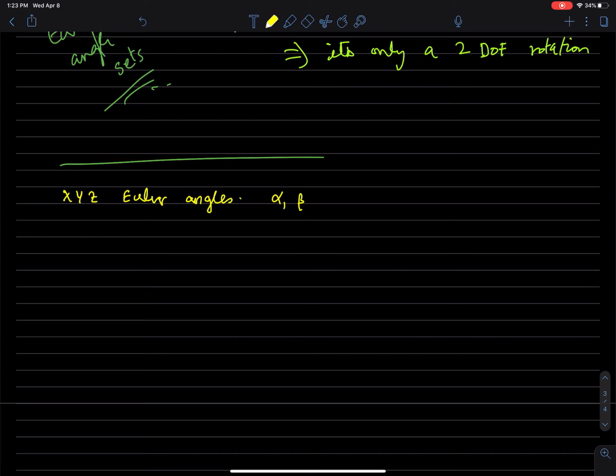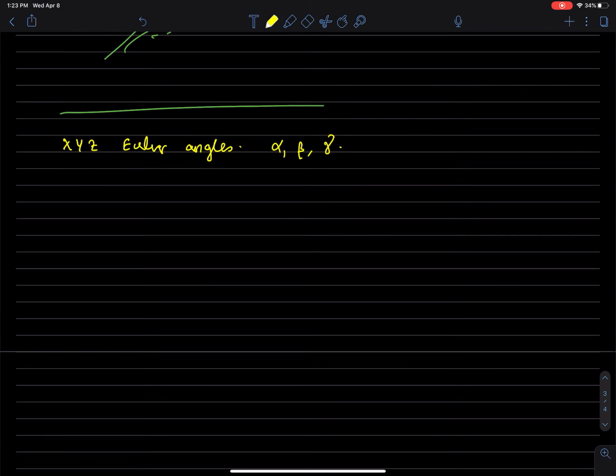alpha, beta, gamma. So R0 to 1 is basically a rotation about x0 by angle alpha. So it's going to have this expression: cosine alpha, minus sine alpha, cosine alpha. Okay, so that's R0 to 1.